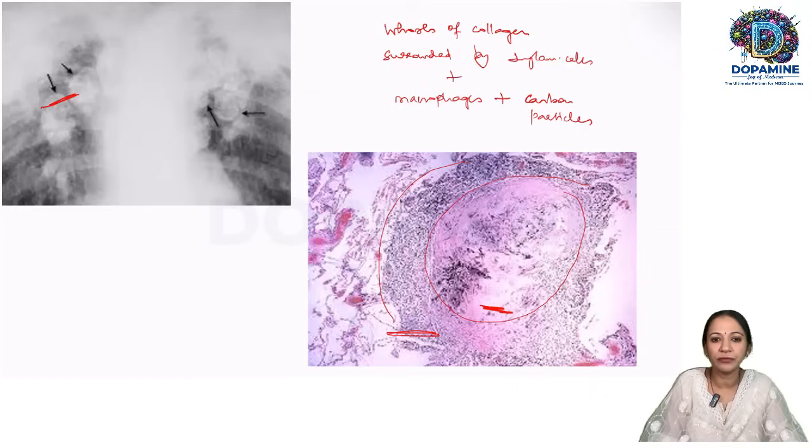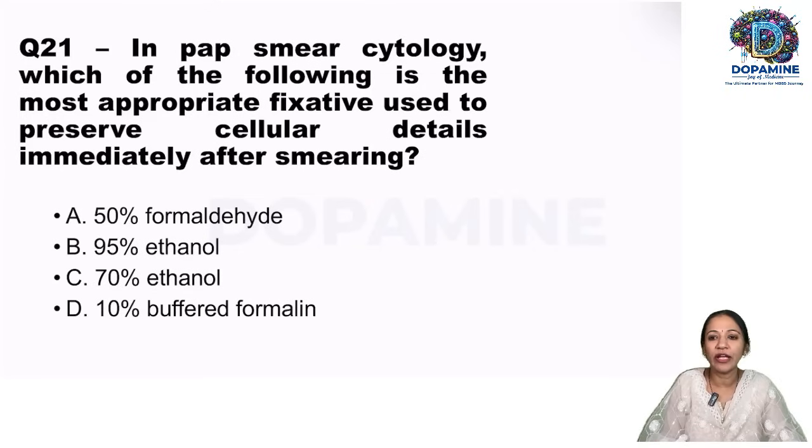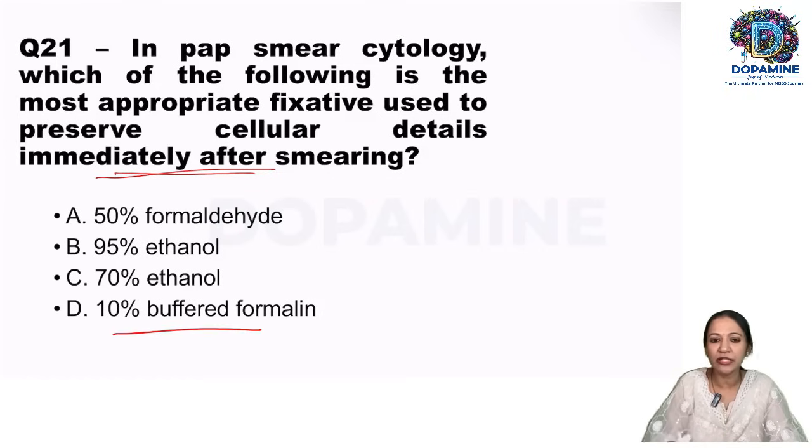We'll go to the next one. Very basic, again an application-based question. In pap smear cytology, what is the most appropriate fixative used to preserve the cellular details immediately after smearing? So what is the fixative we use for pap smear? For pap smear, we need to use an alcohol-based fixative. 10% neutral buffered formalin is for tissues, isn't it? For histopathology.